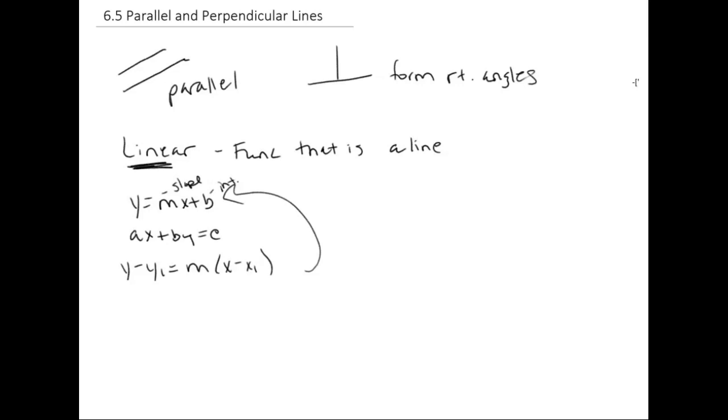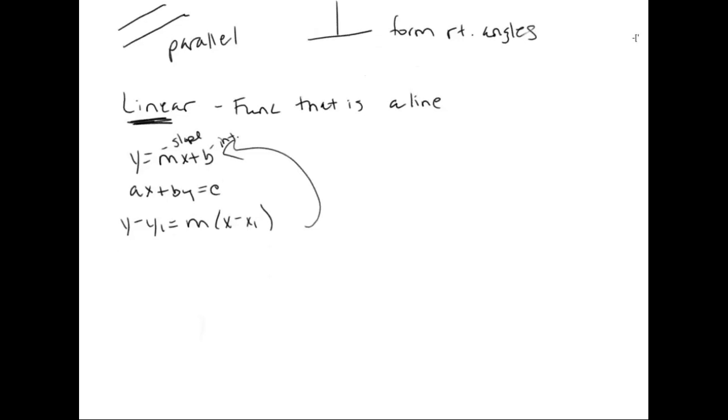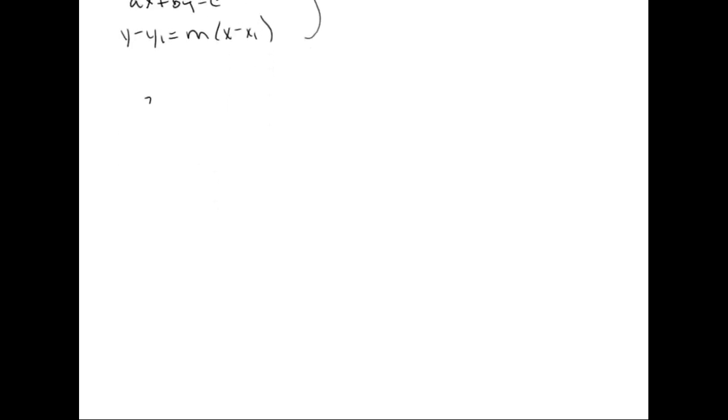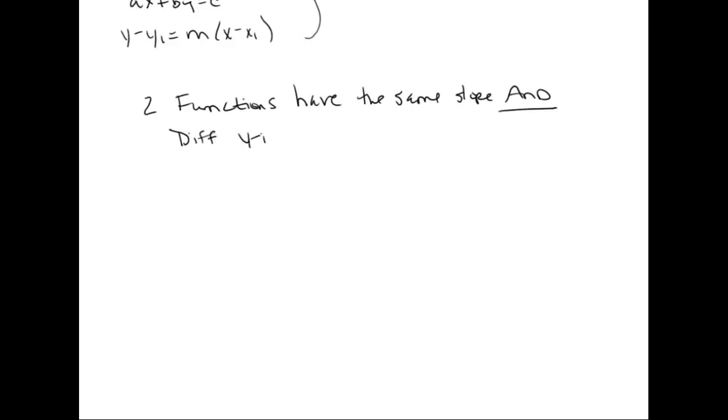So we're going to use that information. We're going to get our functions in this section all into y-intercept form, and then we're going to evaluate the slopes. So if two functions have the same slope and different y-intercepts, they are parallel.